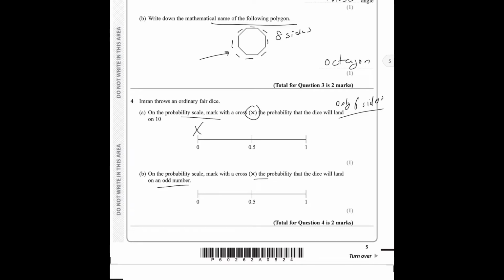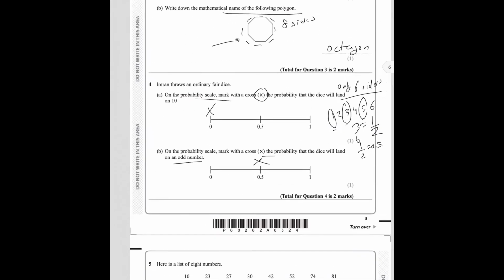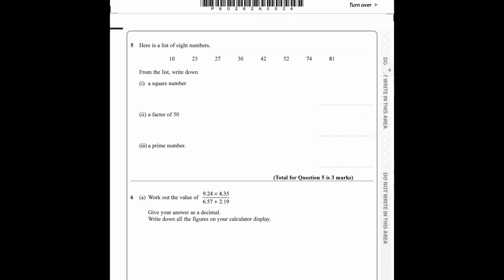And on the probability scale, mark X for landing on an odd number. So on a dice, the numbers are 1, 2, 3, 4, 5, 6. There are only these numbers, and the probability of getting an odd number would be 3 out of 6, and that's technically half. You got 3 outcomes out of a total of 6. Half is equal to 0.5. Alright, let's move on to the next question.